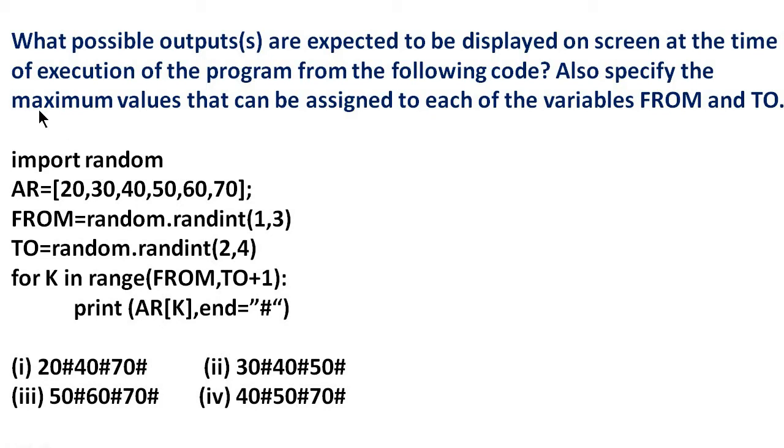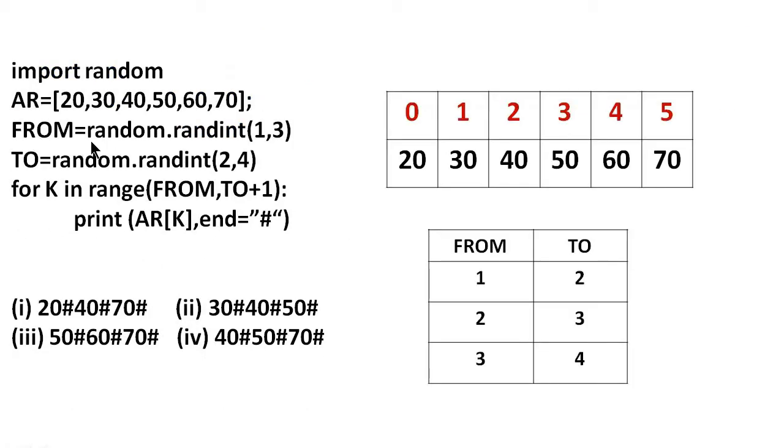Okay, first we will find out the maximum values for from and to. From equal to random dot randint of 1, 3 and to equal to random dot randint of 2, 4. Randint function will generate and return random numbers between upper and lower limits, both values included. So for the variable from, the range is 1, 3, minimum value is 1 and maximum value is 3. Then for to, lower limit is 2 and upper limit is 4. So the minimum value is 2 and the maximum value is 4.